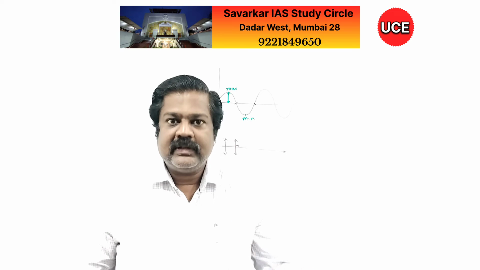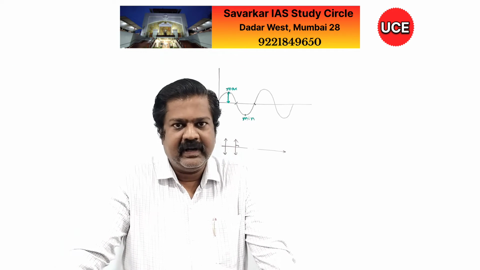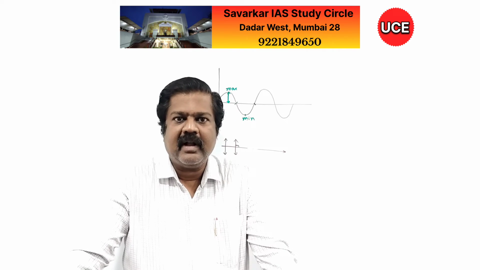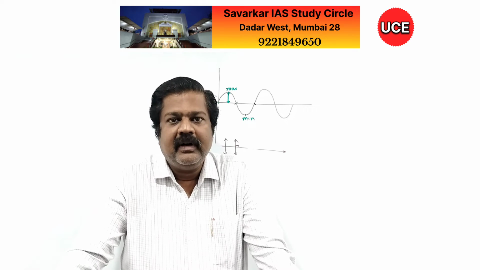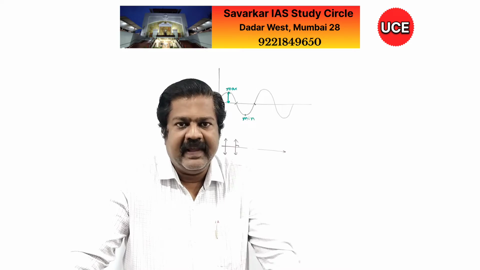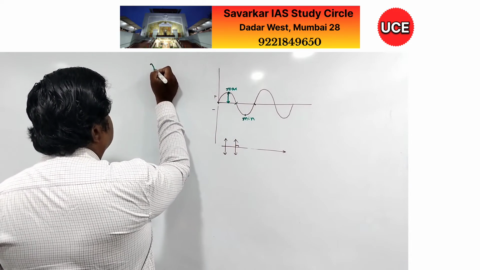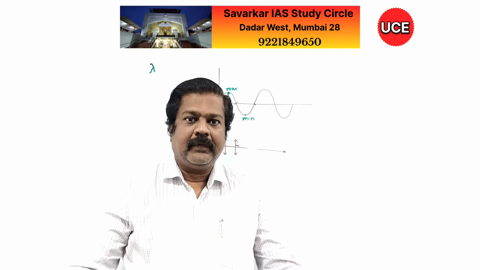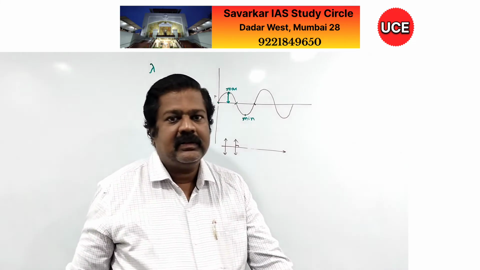So first we are determining the wavelength: the distance between alternate mean positions. When we discuss this topic in physics, we will discuss it in more detail, because this is not the only definition. Several other definitions are also there. But right now we can consider the distance between alternate mean positions as the wavelength. Wavelength is denoted by a letter called lambda, which looks like an inverted y.